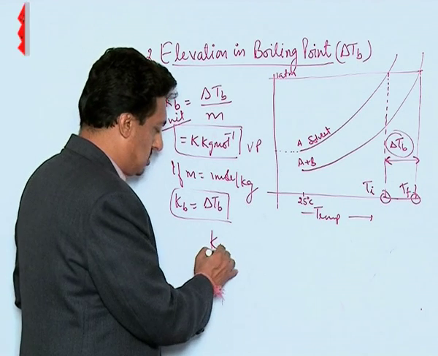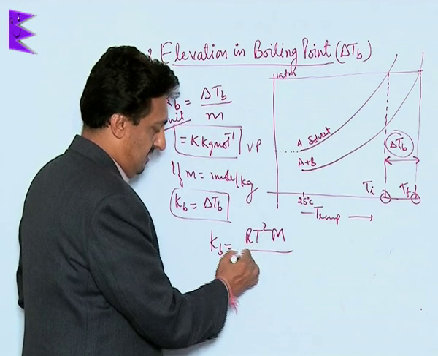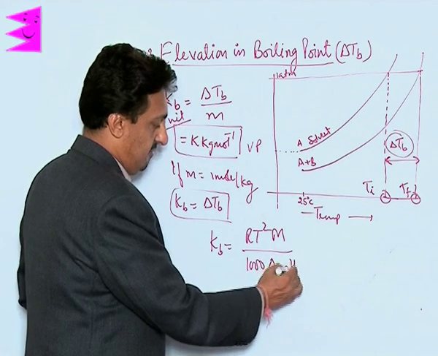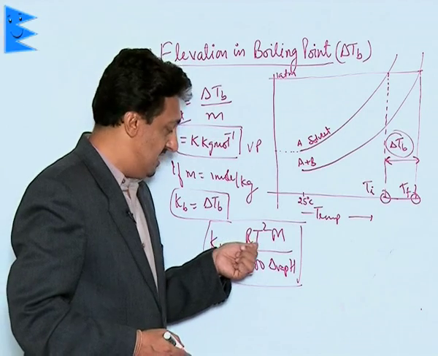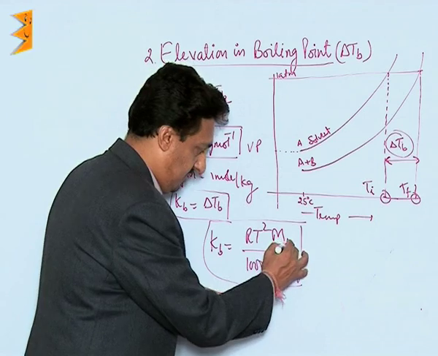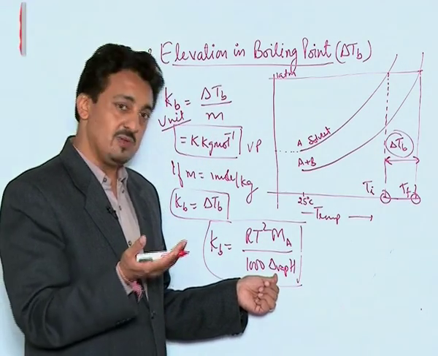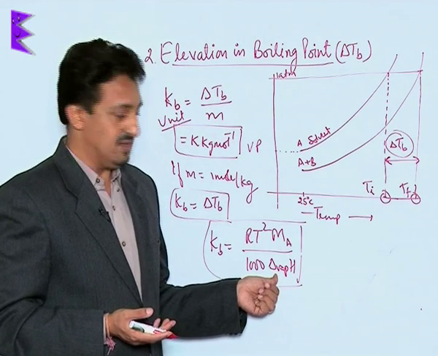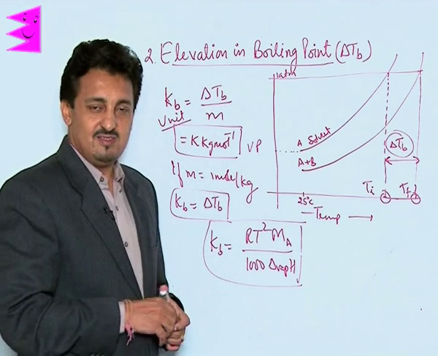The value of the ebullioscopic constant is determined by this formula: Kb equals R T squared M into 1000 over enthalpy of vaporization, where R is the universal gas constant, T is the boiling point of the solvent, M is the molar mass of the solvent, and enthalpy of vaporization is the amount of energy required to vaporize 1 mole of the solvent. So by this formula we can find the value of Kb.